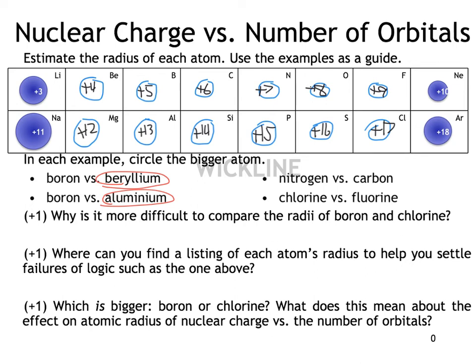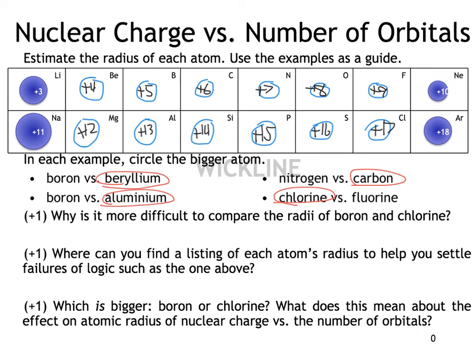When I compare nitrogen versus carbon, I'm looking at 2 elements that are in the same period, but nitrogen is to the right of carbon. So if nitrogen's to the right, then nitrogen will have a smaller radius and carbon will have the larger radius. And when I do chlorine versus fluorine, I'm again looking at two elements that are in the same group, which means that fluorine and chlorine are in the same column. Chlorine is below fluorine, and that means that chlorine would have an extra orbital and it would also have a larger radius.